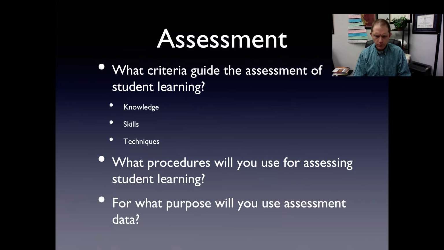So when we start now to develop these measurements, what criteria guide the assessment of student learning? Number one, knowledge, skills, techniques. That's what we're really going after. Assessing student learning, you're going to want a mixture. You're going to want self-assessment because you want to make sure that they're able to diagnose and prescribe themselves, because that's what they do at home. When you ask them to practice, that's what you want.